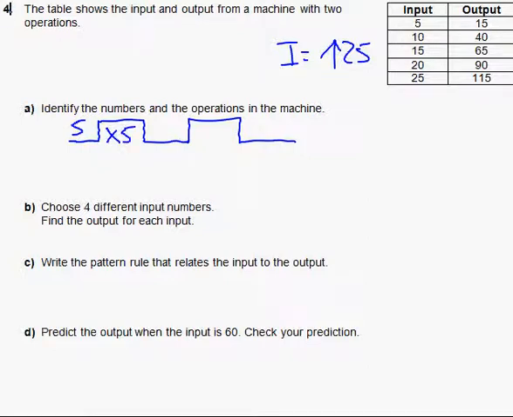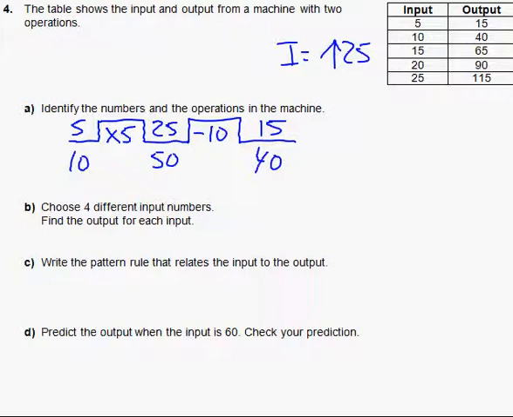So let's do this, and the first output is 15. 5 times 5 is 25, and if I subtract 10, I'll get 15. Let's check with the second input of 10. 10 times 5 is 50, and 50 minus 10 is 40, and voila, I have just figured out my machine. It's going to be a times 5 minus 10 machine.